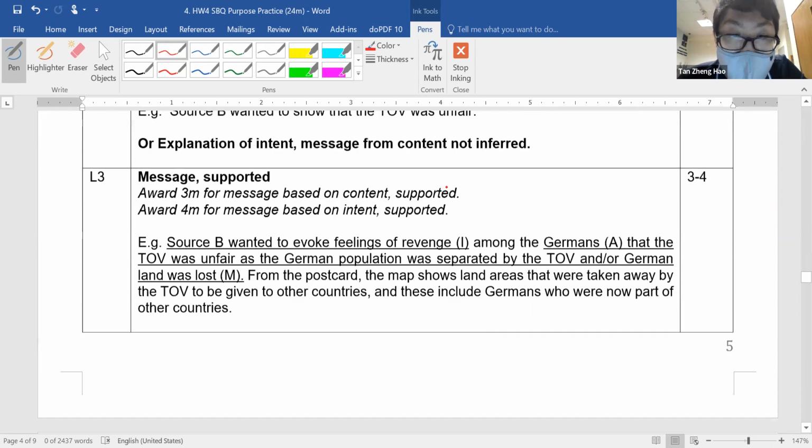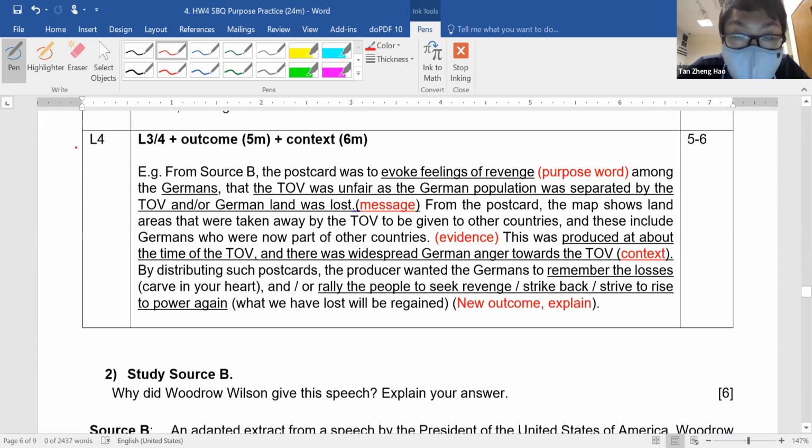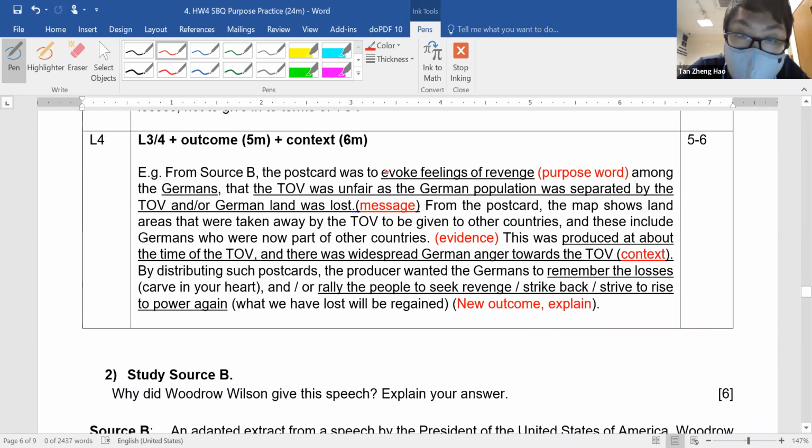I would like you to pay attention to this part, the alpha, the highest level. From source B, the postcard was to evoke. Evoke is the purpose word we are looking at here. Among the Germans, this is my audience, that the TOV was unfair as the German population was separated and the land was also taken. That's the message, it's unfair. From the postcard, I can see that the land was taken away, and this includes part of Germany. This is the evidence here because I'm saying what I see from the postcard.